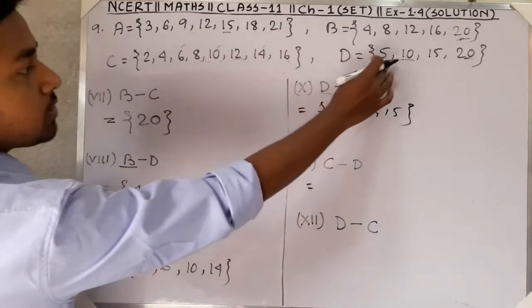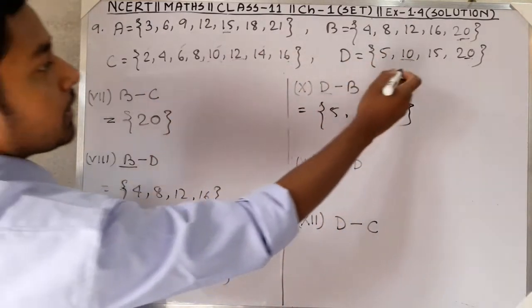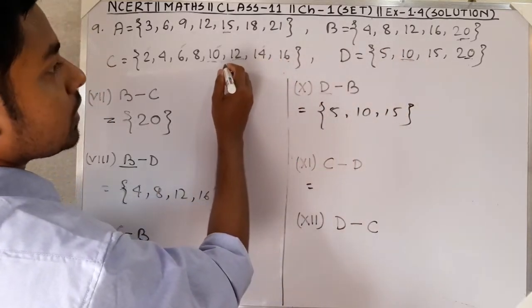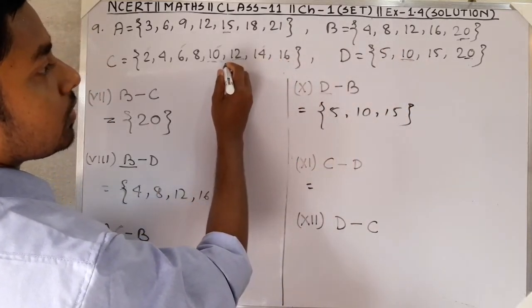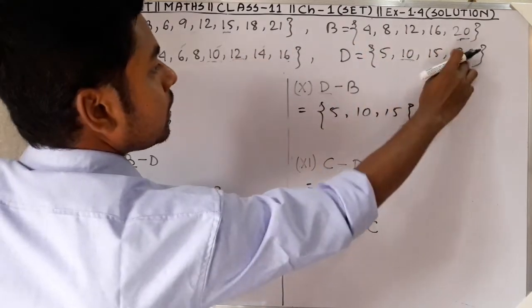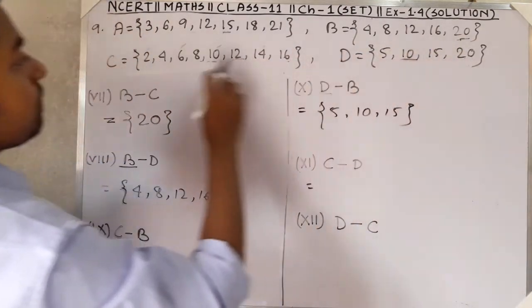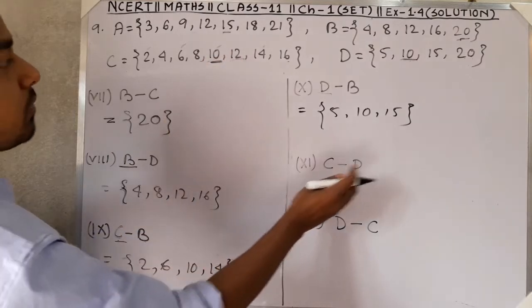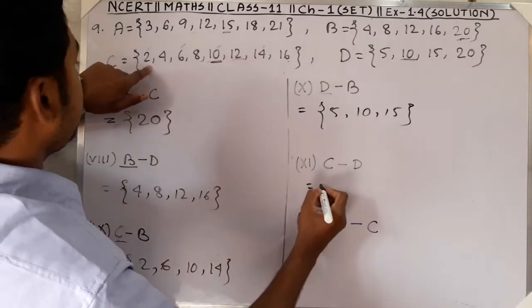C minus D. So what are the common elements of C and D? 10. Okay. 15 not, 20 not. Only 10 we have got. Then 5 and 15, no. So only 10 is the common element. So C minus D, all the elements of C except common.